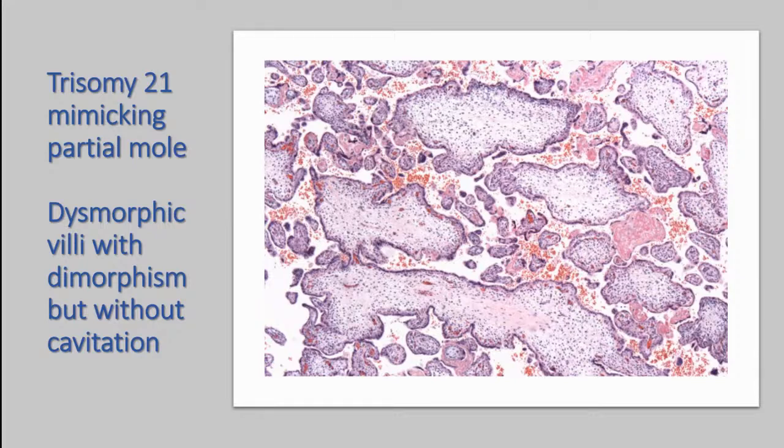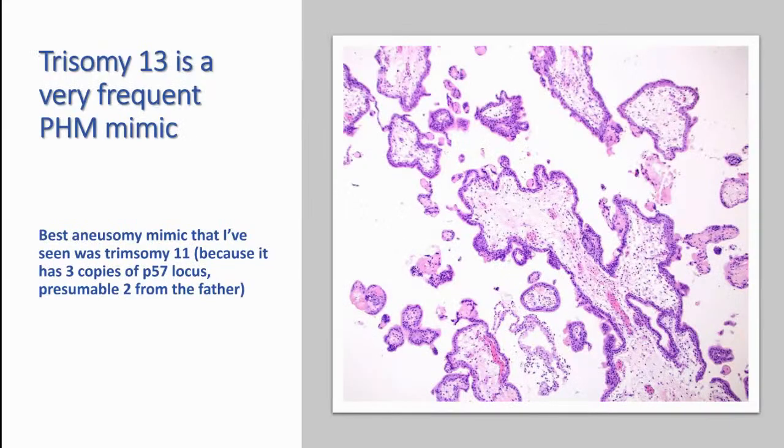Here are some dysmorphic villi, size variations, odd shapes, no cavitation. This is trisomy 21. Here's the most frequent mimic in my experience, trisomy 13, and that's a frequent aneuploidy in this gestational age range. The best mimic that I've ever seen is trisomy 11, and when you think about it, that makes perfect sense because that's where the P57 locus is. And if you had three copies from the father, that would be a perfect setup for a partial mole.